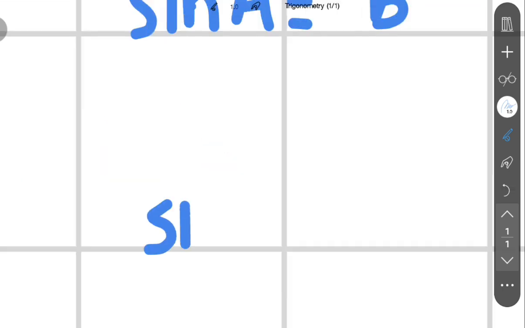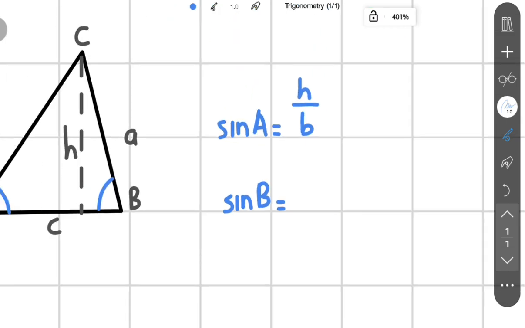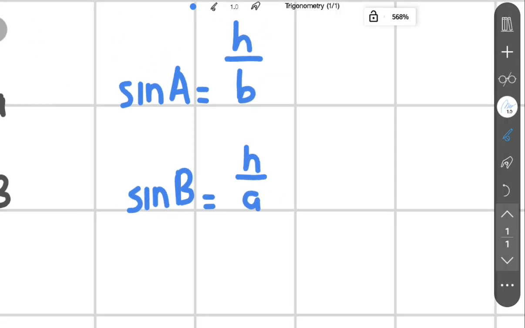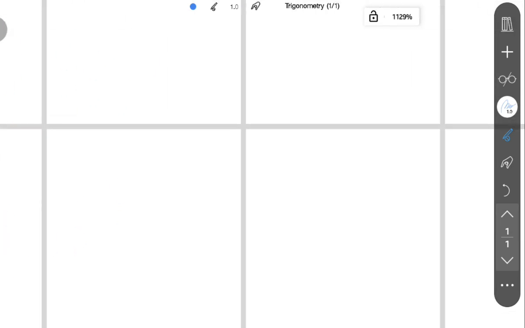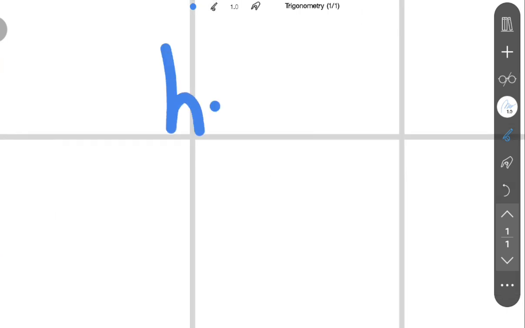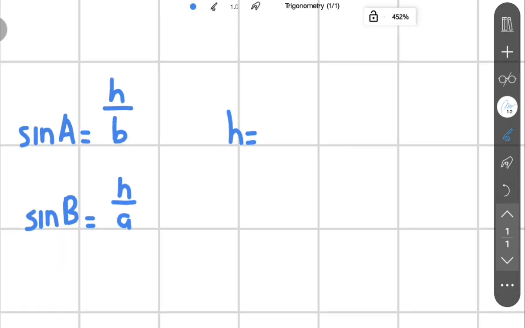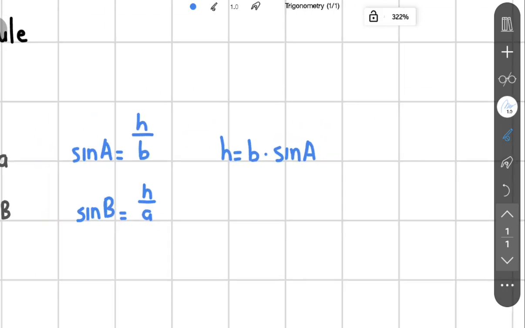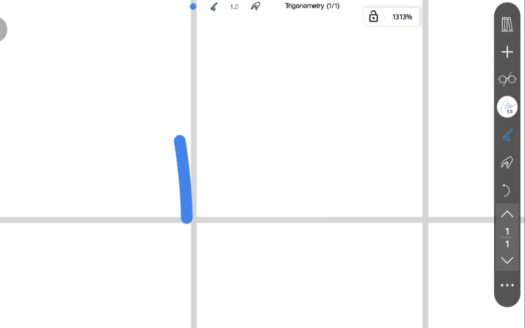And sine B will be equal to h over A. Since we have a common variable, which is h, let's just equate h to one another. So in this case, h will be equal to b sine A. And here, h will be equal to a sine B.